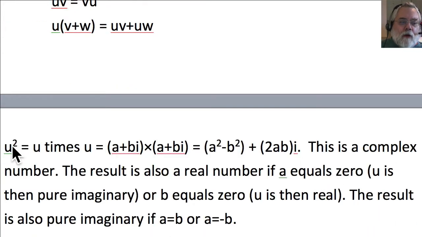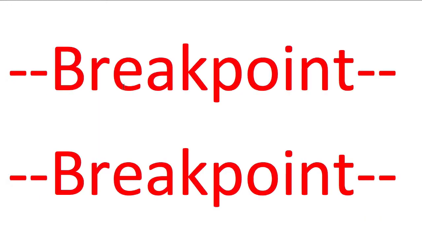Let's look at u squared. We know how to do u times v, so we can just substitute in u instead of v: a plus bi times a plus bi, and if we multiply that out, we get a squared minus b squared plus 2ab times i. This is a complex number, so the square of a complex number is a complex number. The result would also be a real number if this part were 0. So if a were 0, in which case u would be pure imaginary, or if b were 0, in which case u would be real. The result is also pure imaginary if a squared equals b squared, so if a equals b or a equals minus b. This is a possible time to take a break.